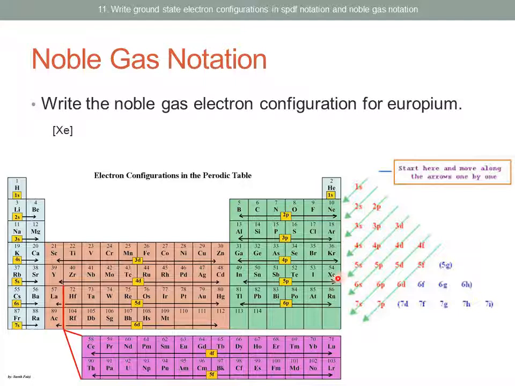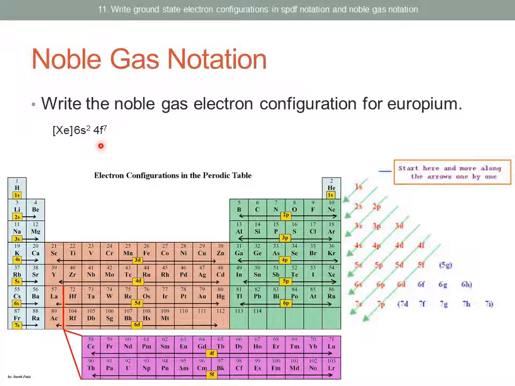So xenon ends with 5p6. So I look at our chart here. After 5p is 6s. So we go 6s2. And then after the 6s is the 5f. And excuse me, 4f, not 5f. After 6s is 4f. I went to the wrong arrow there.